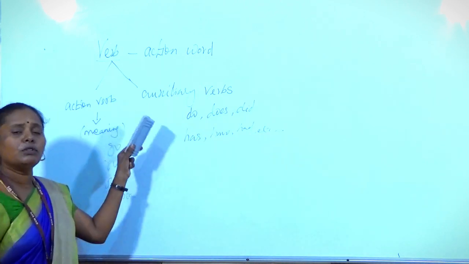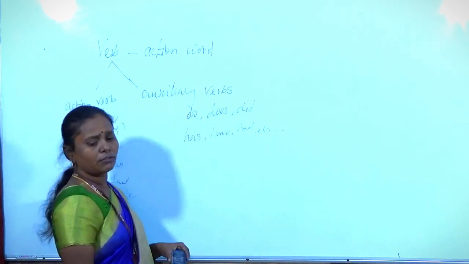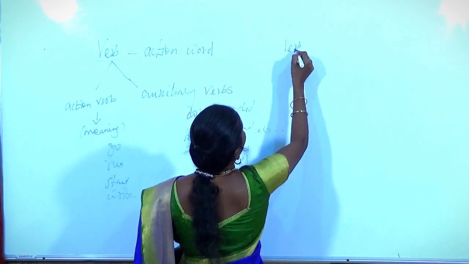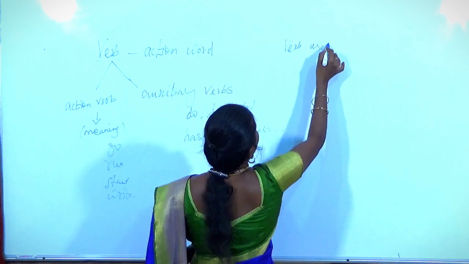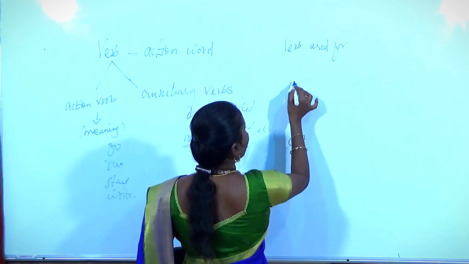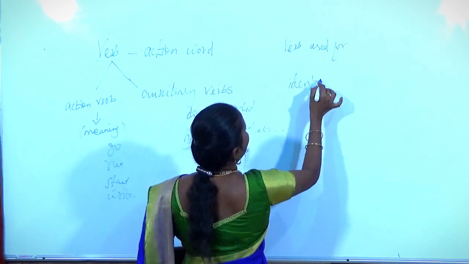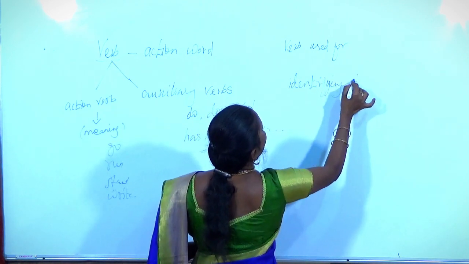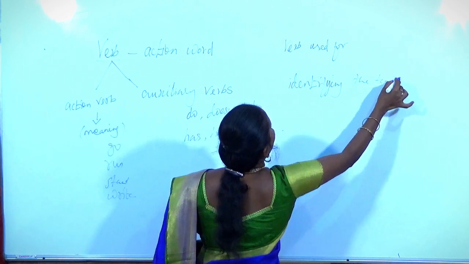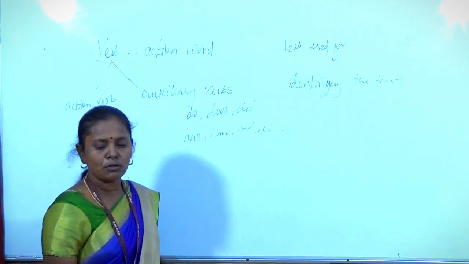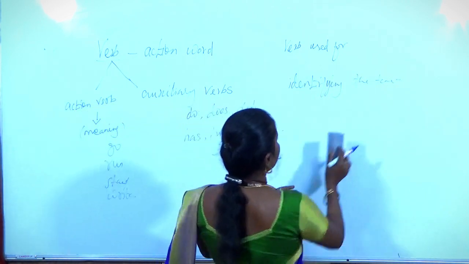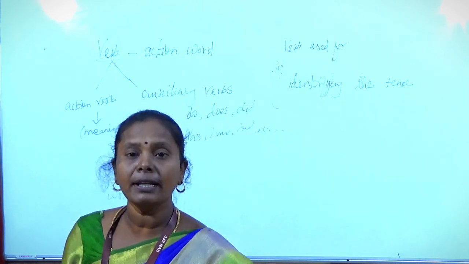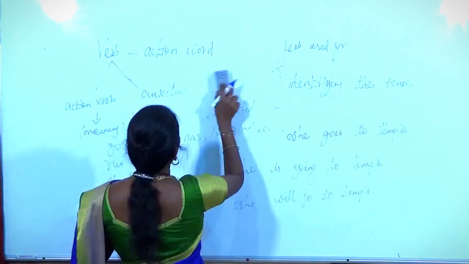And then we can come to the function of verb. Function of verb means the verb is used for identifying the tense. This is a very important function of verb.